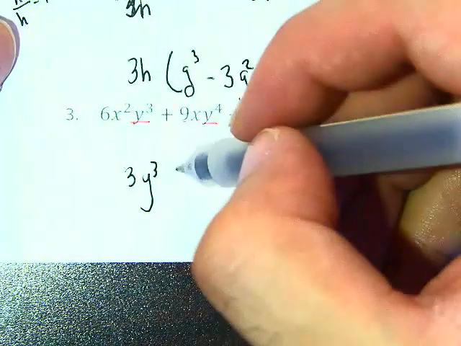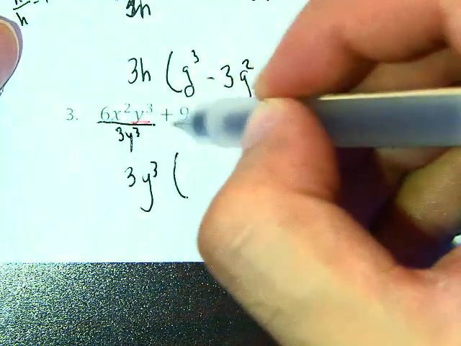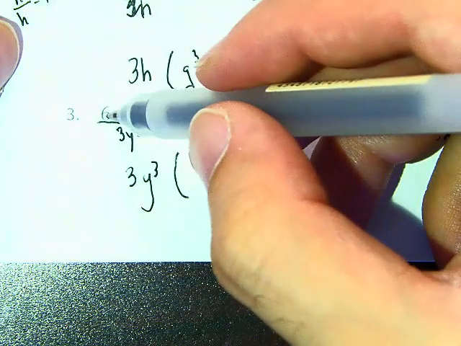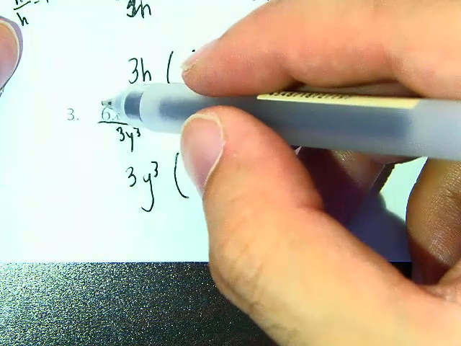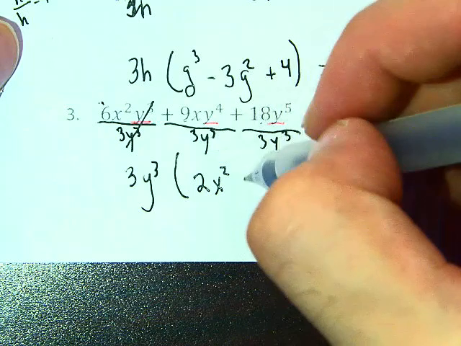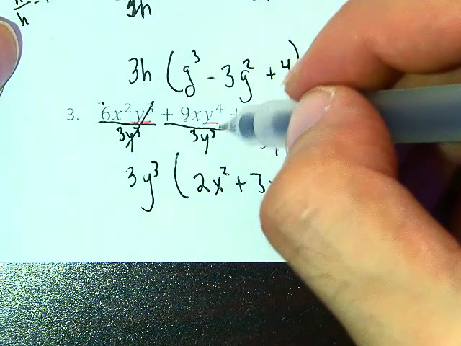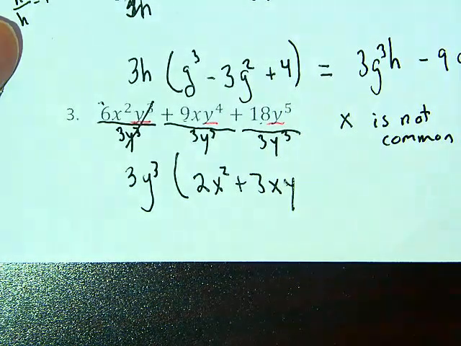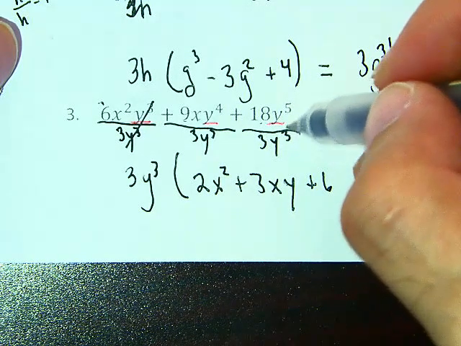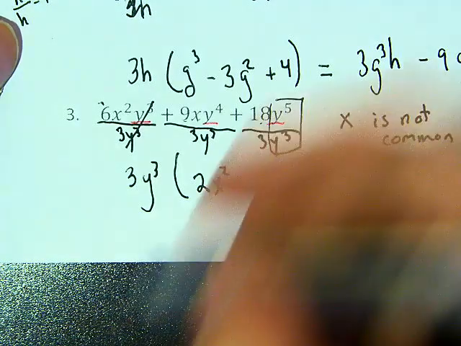It's 3y cubed, and let's just speed this up. What am I going to do with that 3y cubed? I divide this by 3y cubed, I divide that by 3y cubed, and this by 3y cubed. 6 divided by 3 is 2. Y cubed cancels, and then I'm left with x squared. 9 divided by 3 is 3, x stays there, and y to the 4th divided by y to the 3rd is just y. And 18 divided by 3 is 6, and y to the 5th divided by y to the 3rd is just y to the 2. Okay, and this is it.